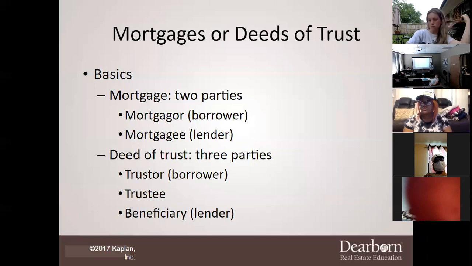So the beneficiary would be the one that, if the trustor, the borrower, defaults, then the trustee will give the deed back over to the lender so the lender can close. Okay, you see kind of where I'm going with that.